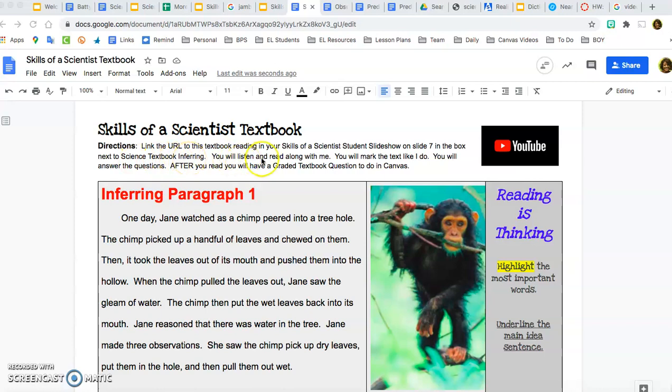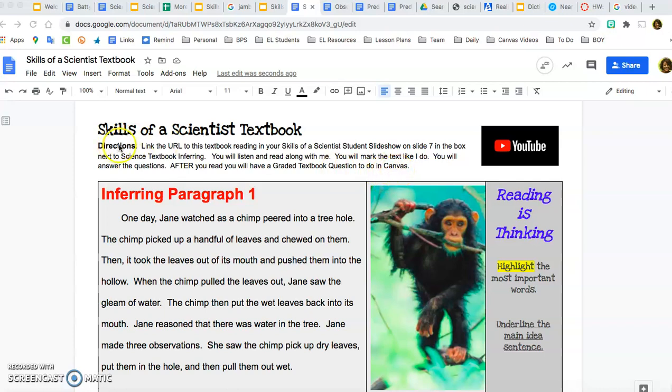After that, you will listen and read along with me as I read the pages out loud. You will mark the text like I do, and you will answer the questions at the end of this reading. After you read, you will have a graded textbook question to do in Canvas.